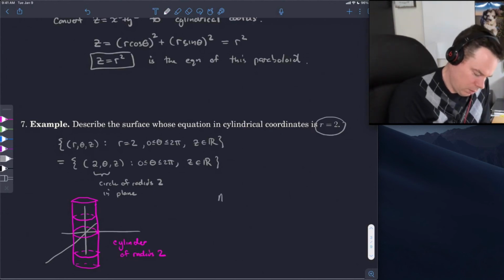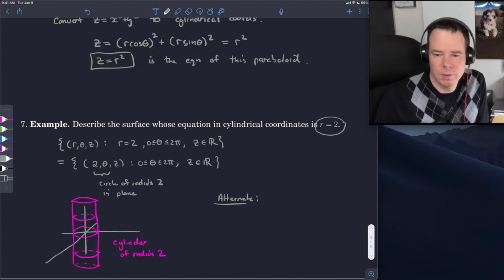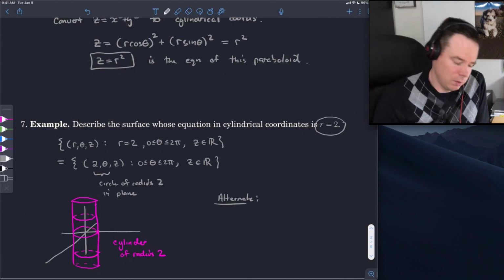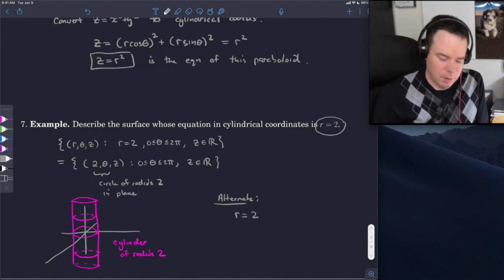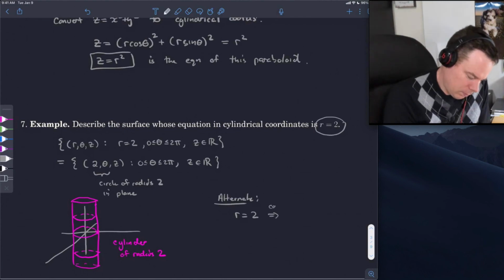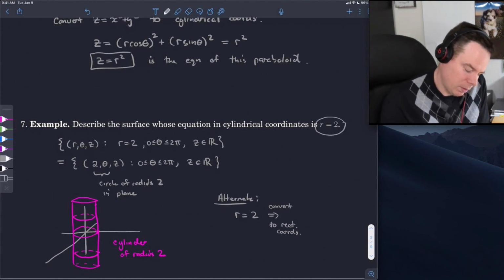An alternative way we could get this: this was just looking exactly at which points make up this surface, and we see that it's got to be all the points that live on this cylinder. An alternative way to do this is to work right from the equation, r is equal to 2. Okay, let's convert to rectangular coordinates. That means I'm going to take all of the variables and replace them with x's and y's and so on.